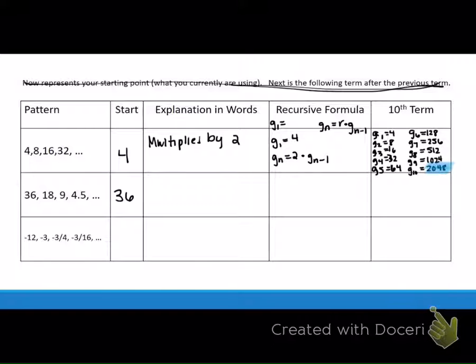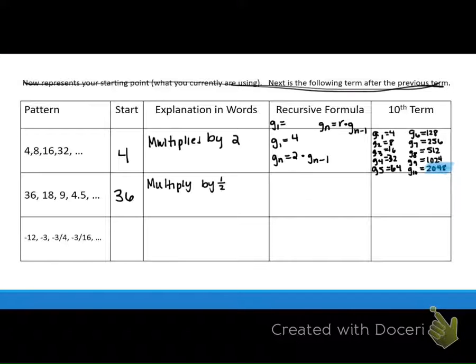What'd you just do? Divided by 2? We don't say division though, we say multiplying by. So it's multiplying by 1/2. Okay, what is calling my recursive formula then?